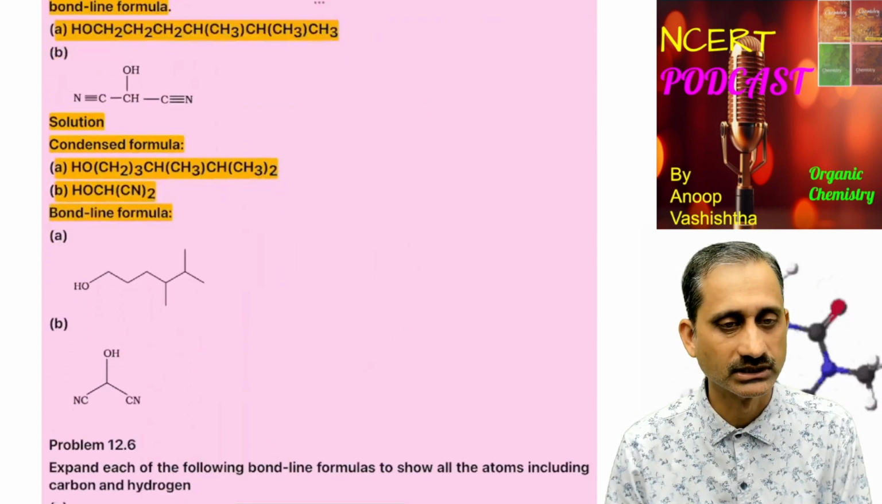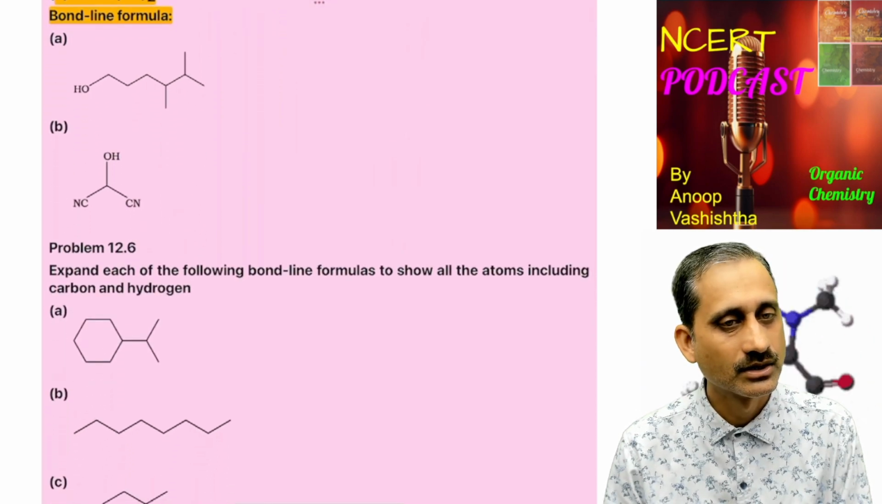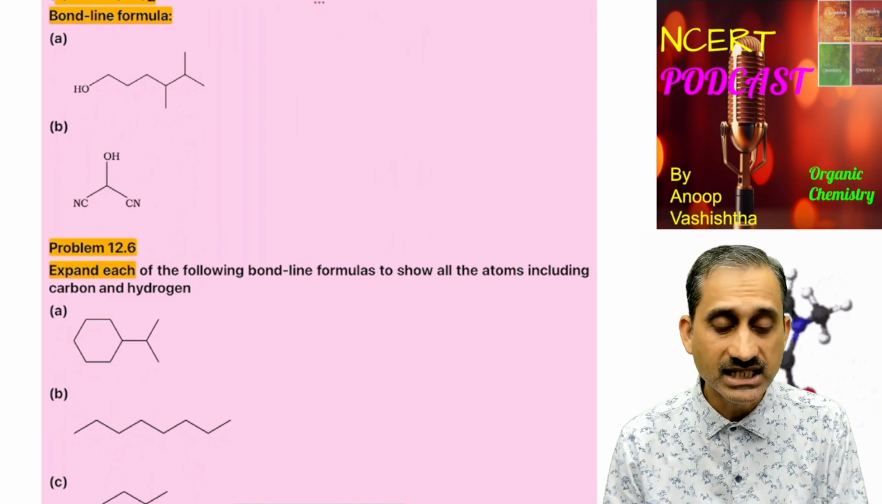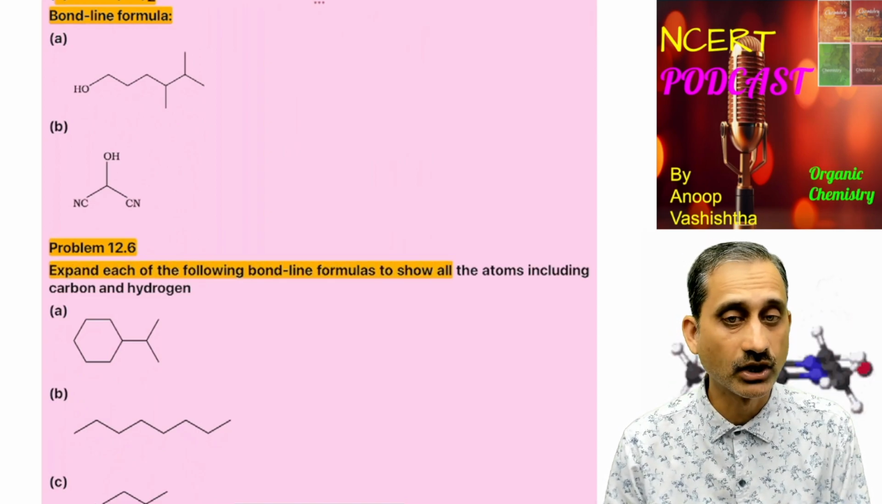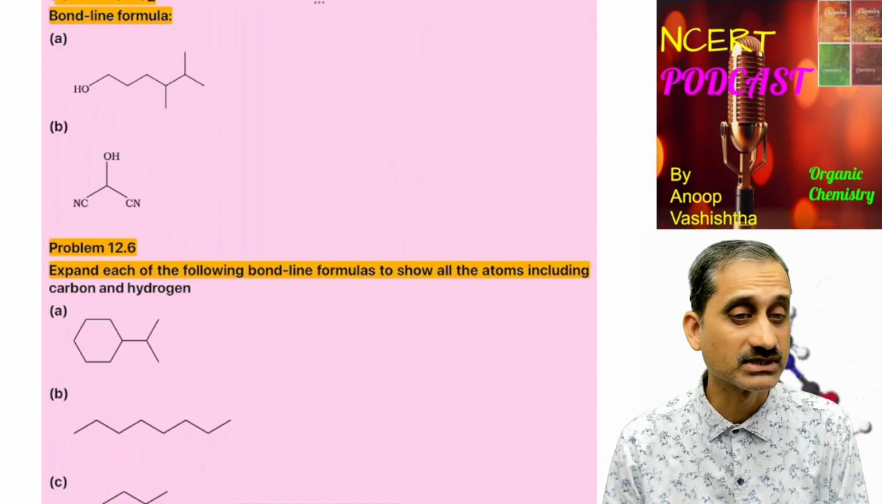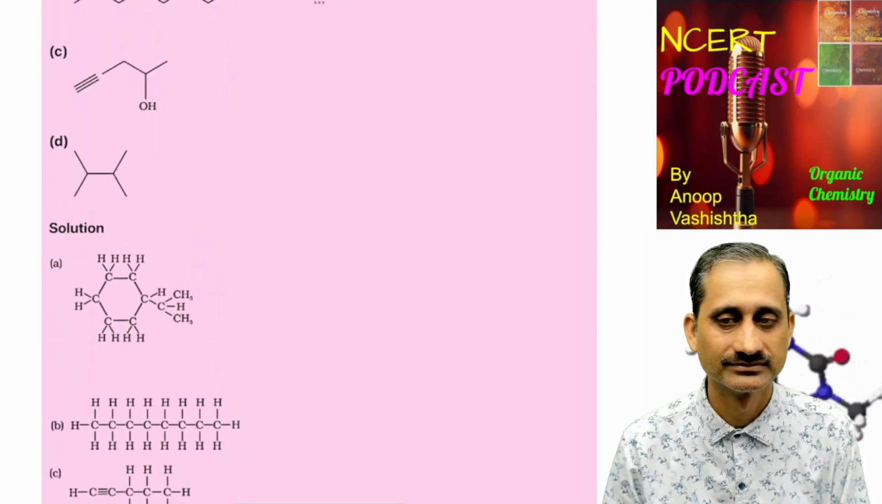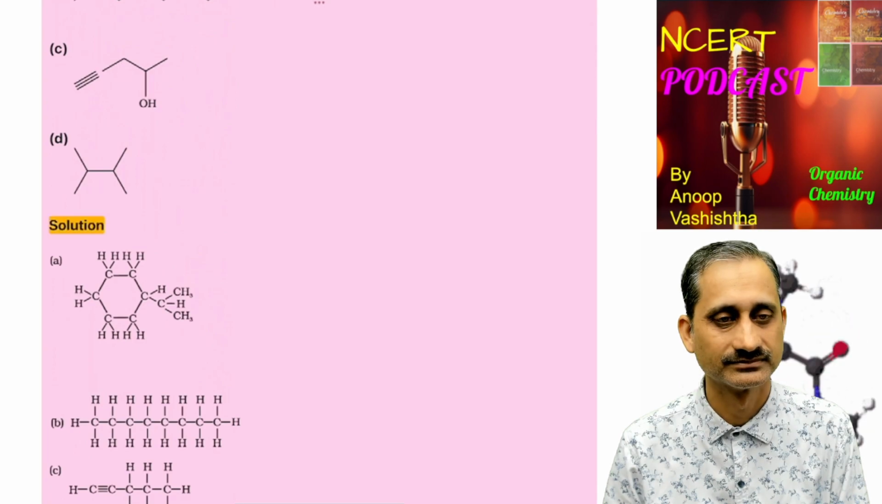Bond-line formula. Problem 12.6. Expand each of the following bond-line formulas to show all the atoms including carbon and hydrogen. Solution.